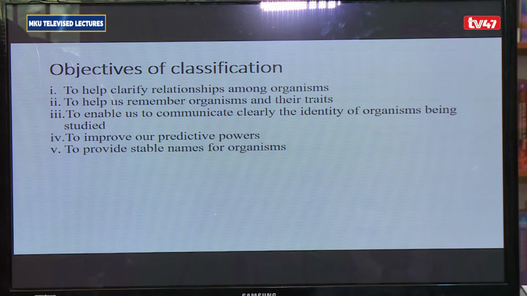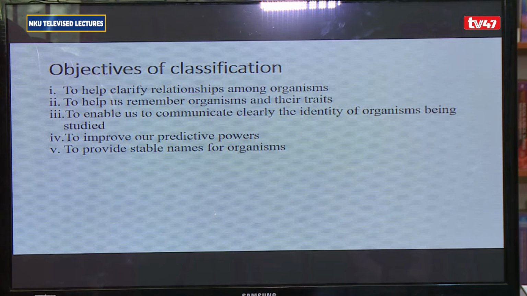The other objective of classification is it enables us to communicate clearly the identity of an organism that one is studying, because there are specific characteristics that we use as far as classification is concerned. So it makes it easy to communicate, using these characteristics, the identity of an organism being studied. The other objective is it helps us to improve our predictive powers.